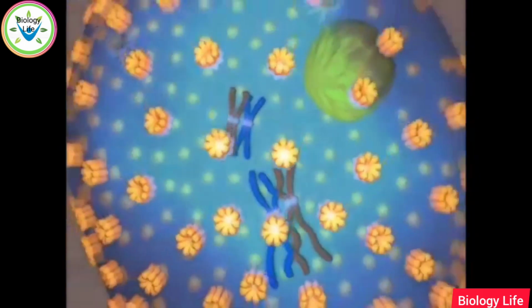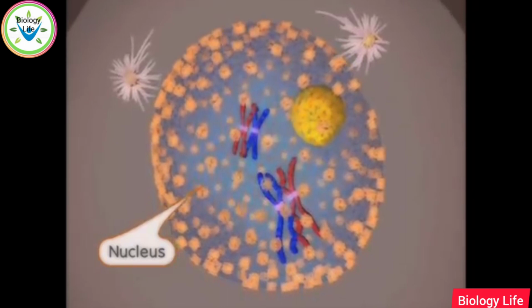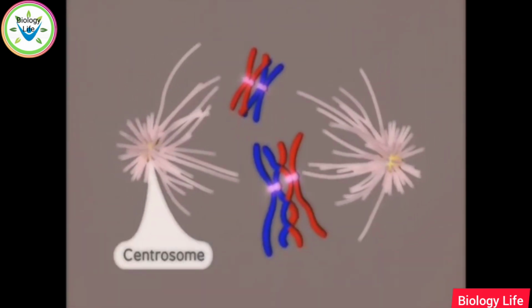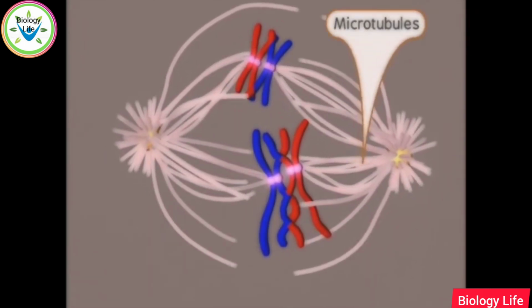There are several more key steps in Prophase 1. The nuclear membrane begins to break down. Then, the two centrosomes migrate to opposite ends of the cell and microtubules appear. The microtubules then attach to the chromosomes.